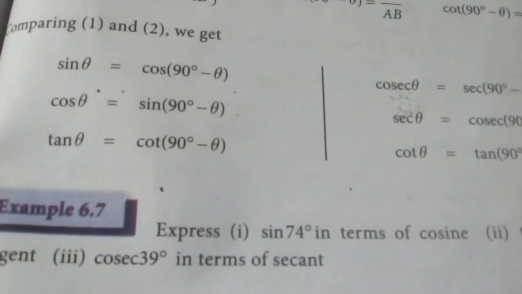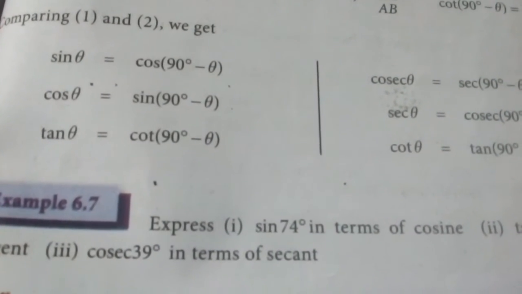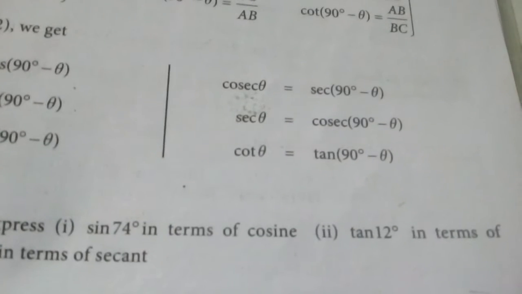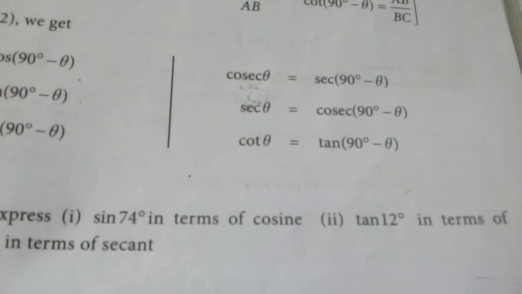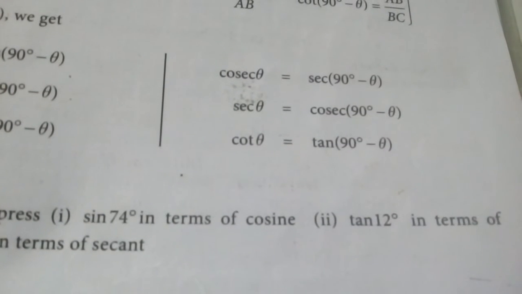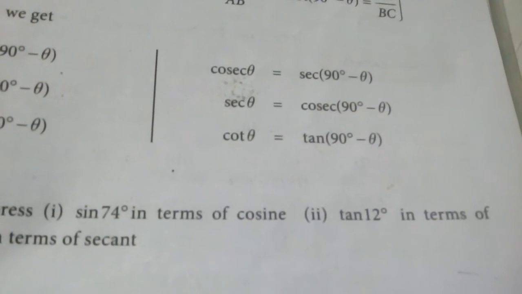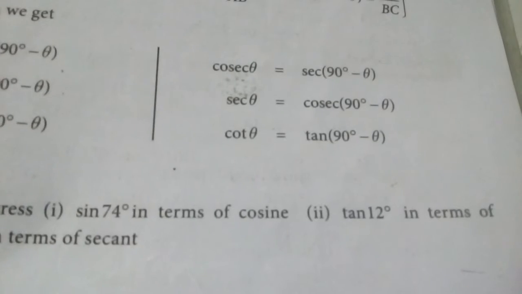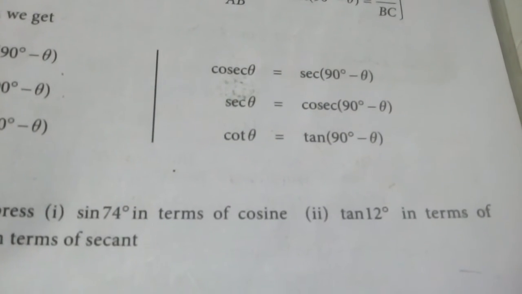Cot of 90 minus theta is equal to tan theta. In the same way for cosecant and secant. Cosecant theta is equal to secant of 90 minus theta. Okay, so secant of 90 minus theta means cosecant theta. Cosecant of 90 minus theta means secant theta. And tan of 90 minus theta is equal to cot theta.